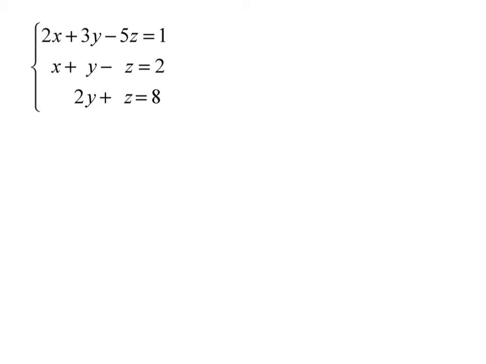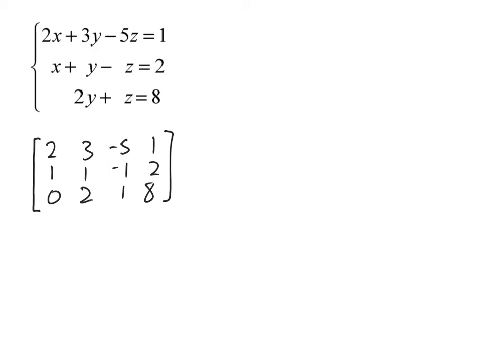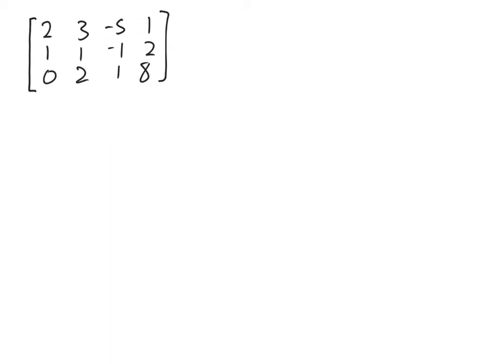Use Cramer's rule to solve this system. All right, in order to use Cramer's rule, I've got to turn this into a matrix. So an augmented matrix would look like 2, 3, negative 5, 1; 1, 1, negative 1, 2; 0, 2, 1, 8. Since this is the only thing I'm going to be dealing with, I'm going to pull that up and just deal with this matrix.